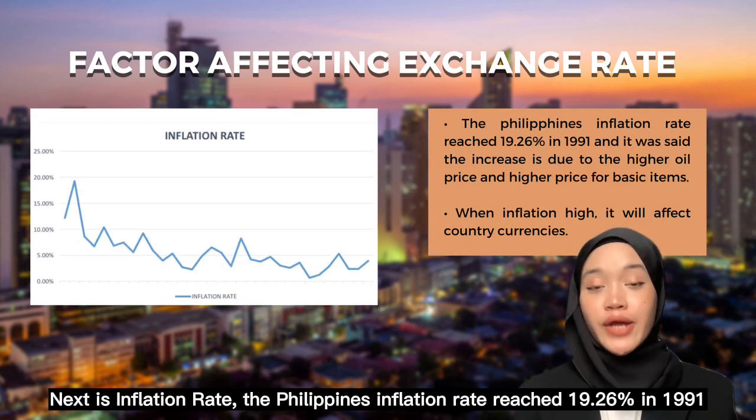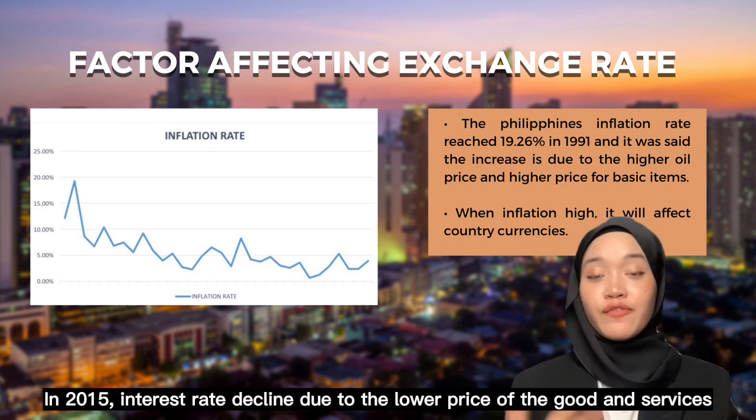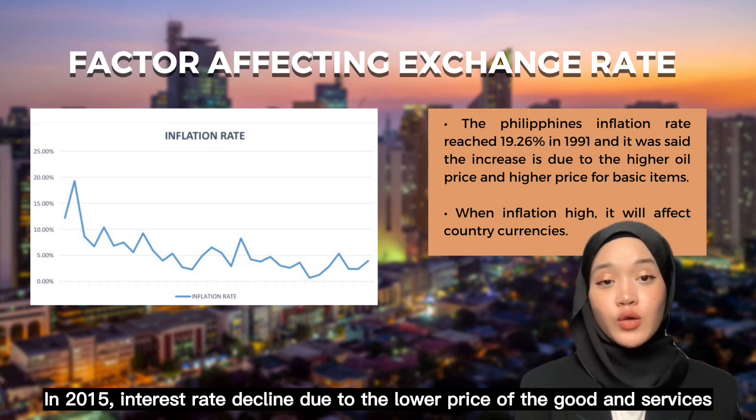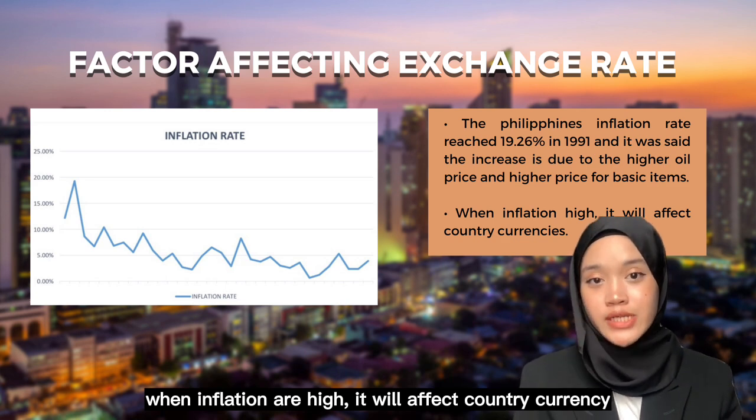Next is inflation rate. The Philippine inflation rate reached 90.36% in 1991, and it was said the increase is due to the higher price of oil and also the higher price of basic items. However, in 2015, the inflation rate declined due to the lower price for goods and also services. When inflation is high, it will impact the country's currency.